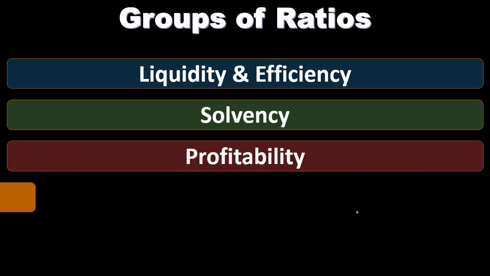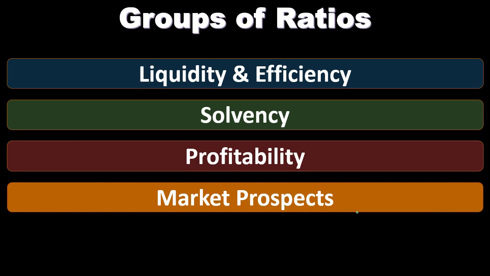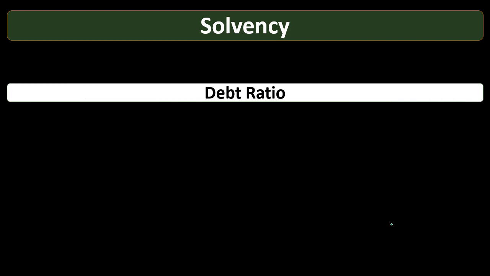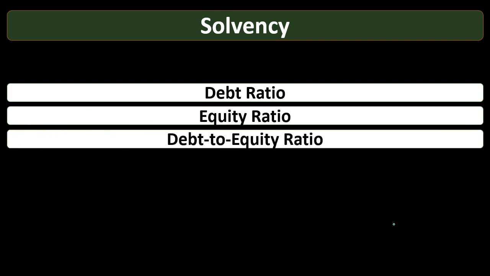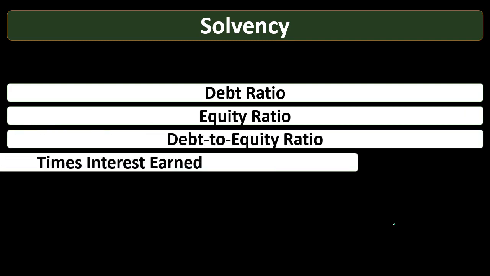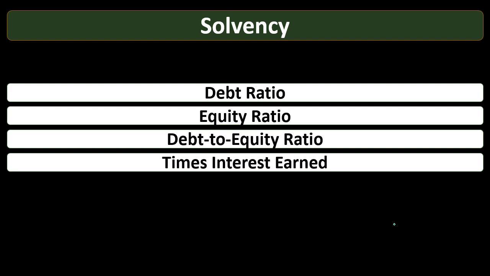We then have profitability calculations and ratios, and market prospects. We'll be taking a look at those two in future presentations. What's going to be included in solvency ratios will be the debt ratio, the equity ratio, the debt to equity ratio, and the times interest earned.